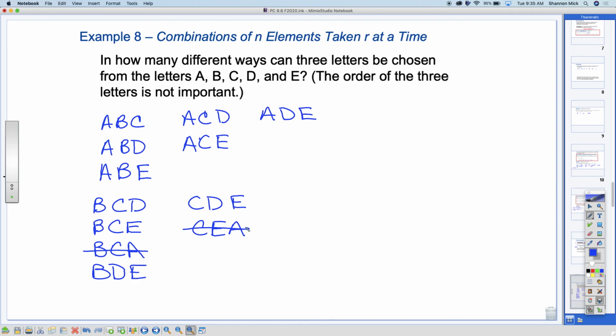Okay, so then D, E, A. Nope, I already have that up there on top. Okay, so D, E, A doesn't work because I already have that right here, right? Okay, so how many do I have? I have 6, 7, 8, 9, 10. So I have 10.